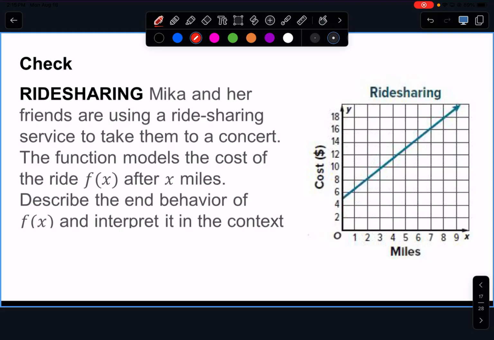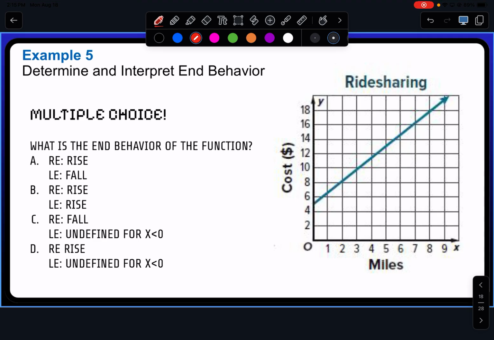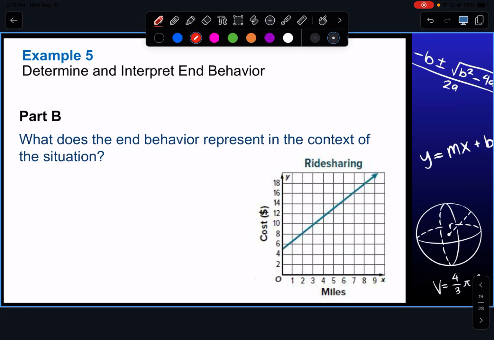How about the right end? Emma, what do we get on the right end? Rise or fall? Rise. Okay, so this was going to be a multiple choice question. It wasn't, but it should be D. Because x cannot be less than 0.